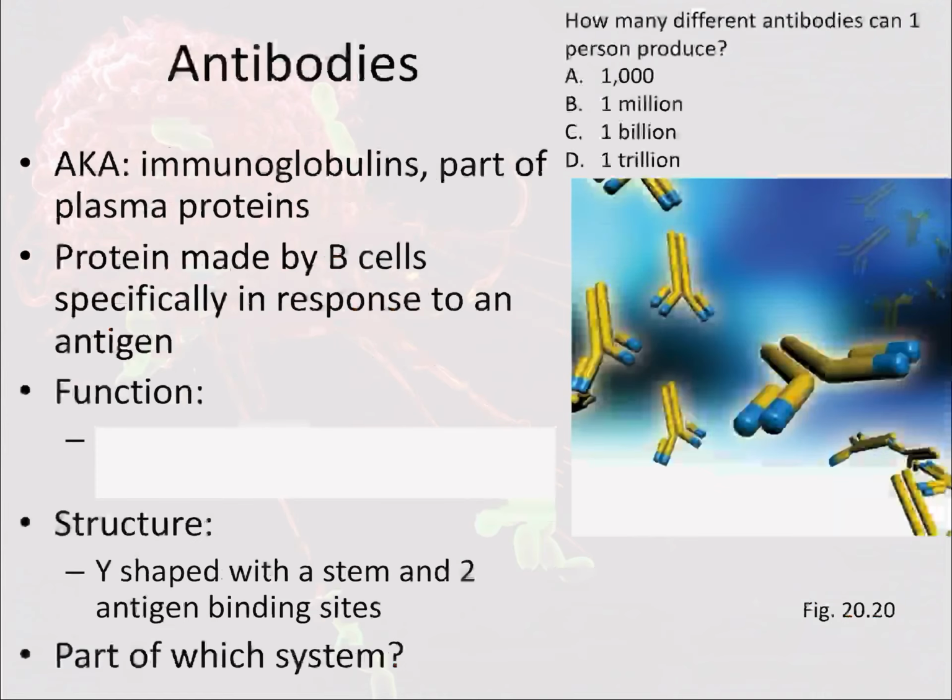Okay, so just basic definitions here on antibodies. Antibodies are proteins, also known as immunoglobulins. They're part of our plasma proteins that are just always in the blood. They're always floating around.